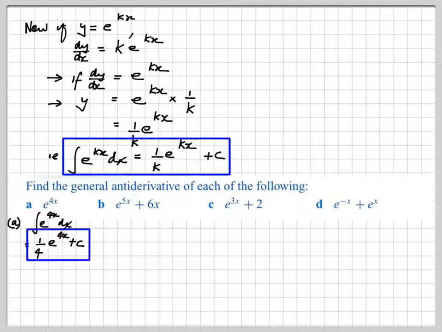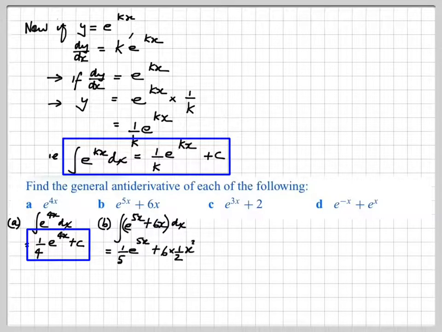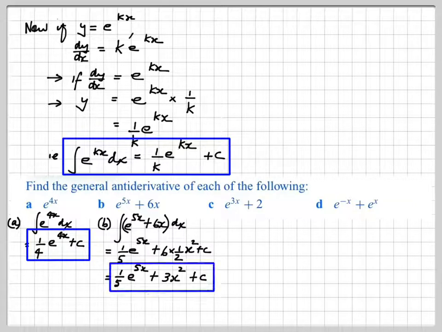Thank you, Mr. Box. Now this next one, they've mixed it up with a polynomial one, okay? e to the 5x plus 6x. So the antiderivative of that is just going to be, what is it? Yeah, it's 1/5 of e to the 5x plus 6 times a half of x squared from a previous lesson plus c. I've just cleaned it up a little bit. Get it?